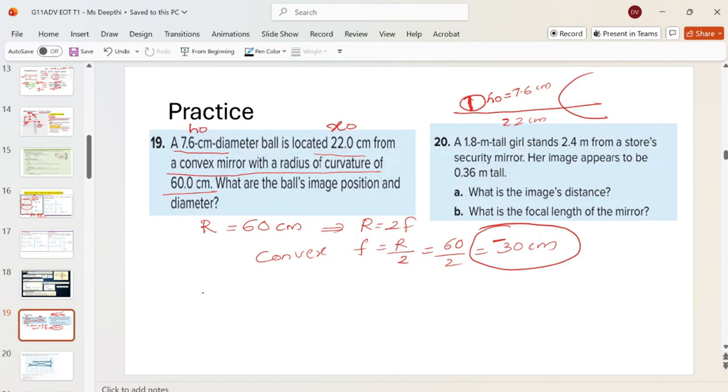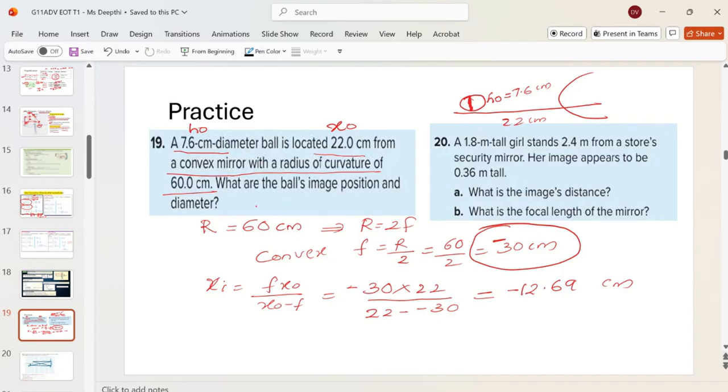So now how do you find the image position? You can directly use the formula xi equal f xo divided by xo minus f. Just plug in the values. Minus 30 times xo, which is 22, divided by 22 minus 30. See? When it's a convex mirror, don't forget the minus with the focus. Otherwise, your answer will go wrong. And when you solve this, you will get the answer as minus 12.69. Practice that with your calculators.